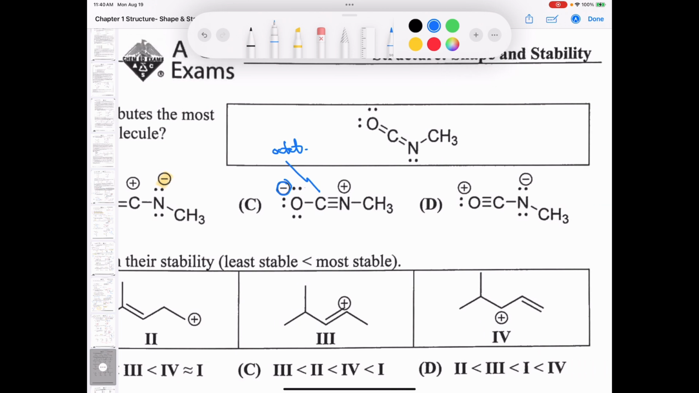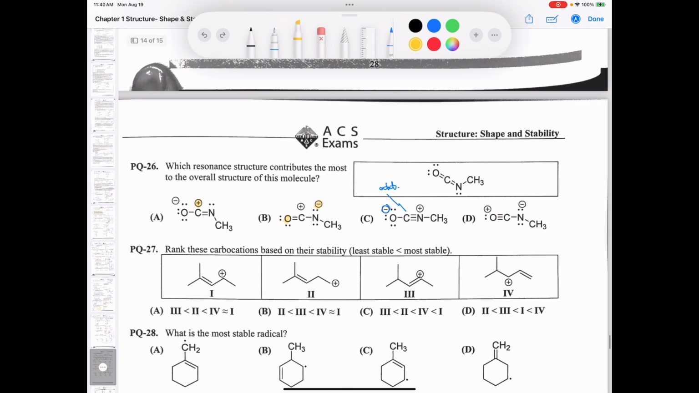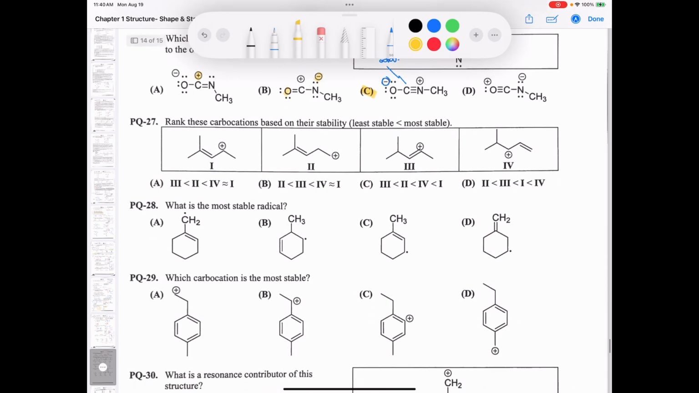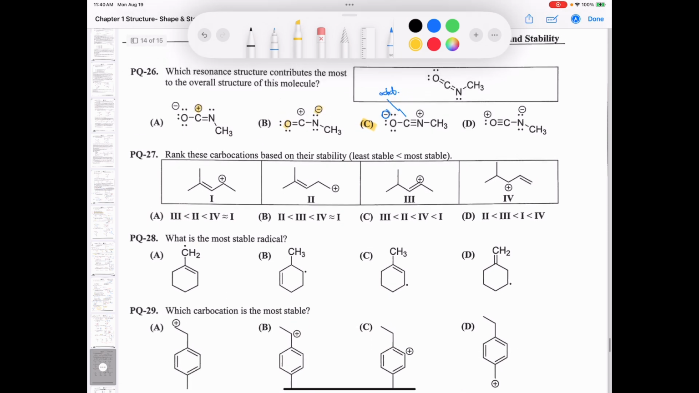If you look at D, again, the carbon does have a complete octet. Everybody's got a complete octet, but you've got the positive charge on the more electronegative element. And so if you look at all four of these, the one that's going to contribute most to the resonance hybrid would be C. Number 27 deals with carbocations.